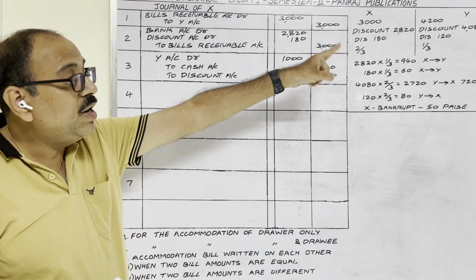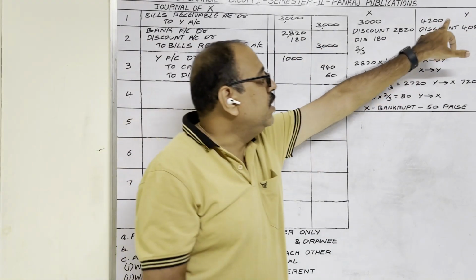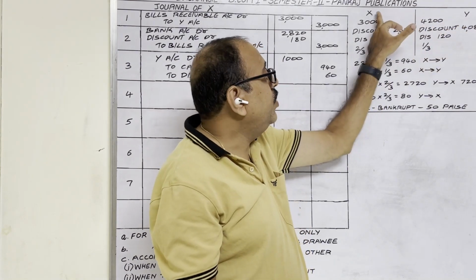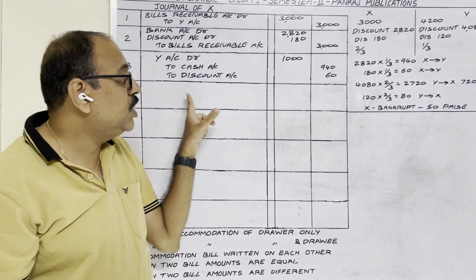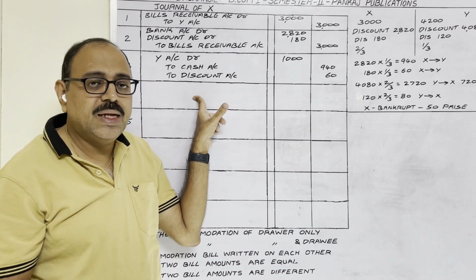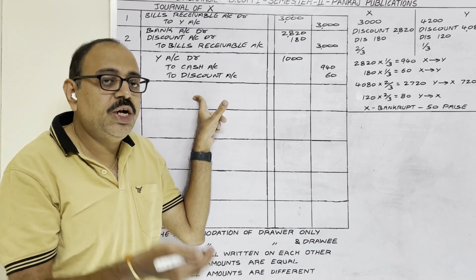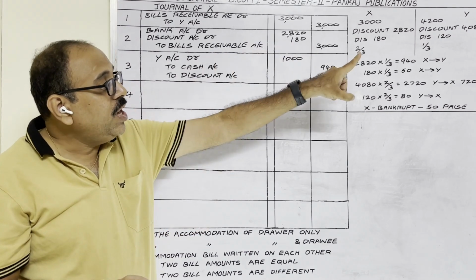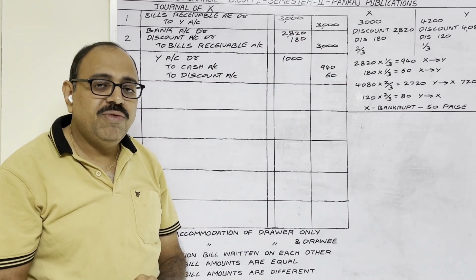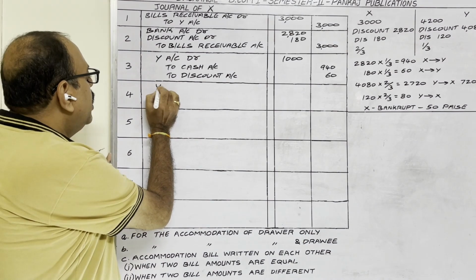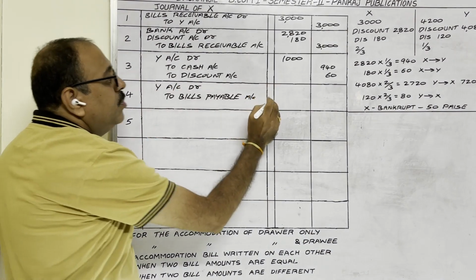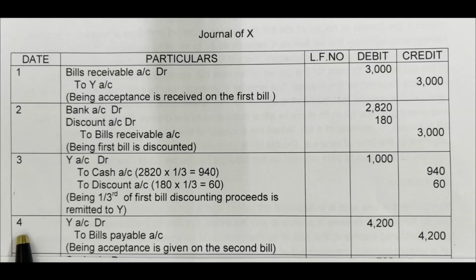Next come to the second bill related entries. See, the second bill is prepared by Y and we are giving acceptance on this bill. For giving acceptance on the second bill, in X's books now we have to write the journal entry. For the second bill, X is drawee. So for giving acceptance, in the drawee's books the journal entry is Y account debtor to bills payable account. In previous problems, I have clearly explained how that entry will be written. Second bill amount 4,200 rupees. Fourth entry: Y account debtor to bills payable account 4,200. Being acceptance is given on the second bill.